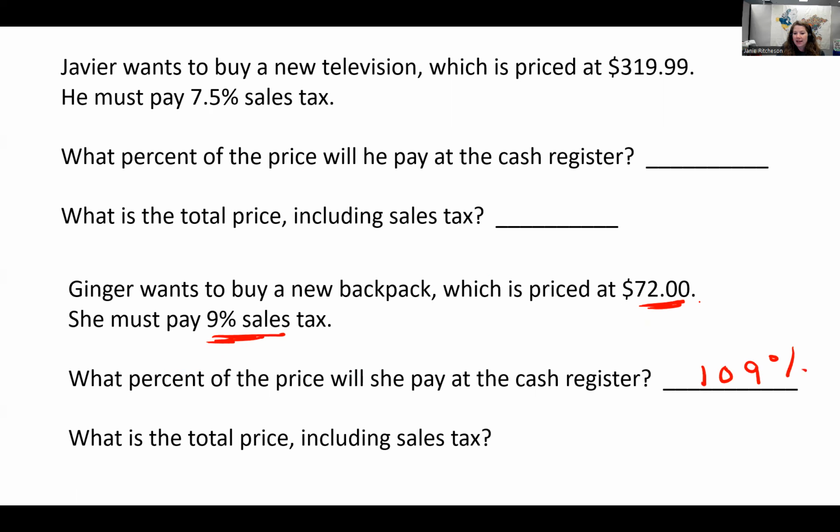109% of 72. What is the total price? I'm going to turn 109 into a decimal, 1.09. I'm going to multiply it by $72. So 1.09 times $72 is $78.48.